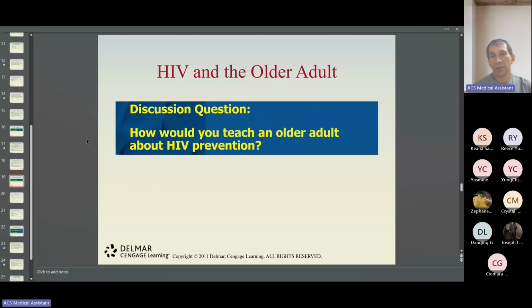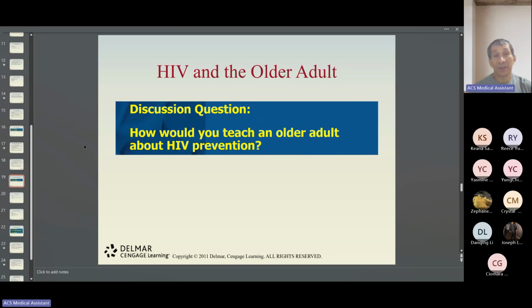How would you teach an older adult about HIV prevention? Well, it's just to protect themselves and to tell them that as we grow older, our immune system goes down. And our brain is not thinking the same. So you think that because you're older and because you're engaging with an older person, oh no, nothing is going to happen, it only happens to these promiscuous people, to these youngsters. No, it can happen to anyone.